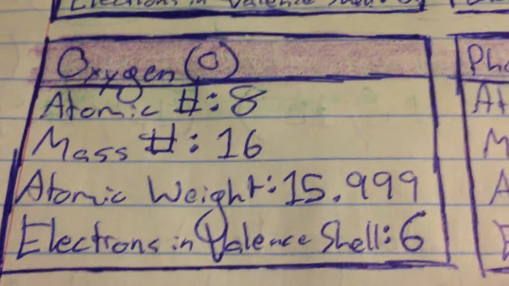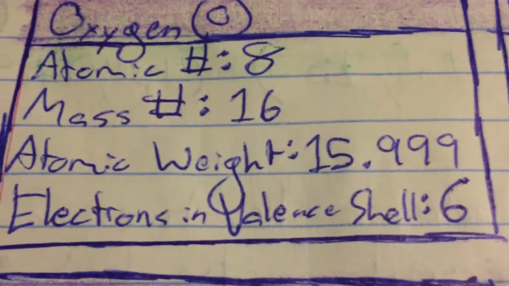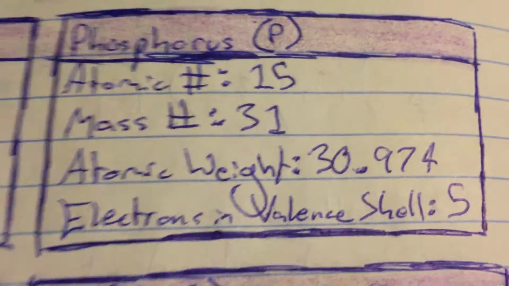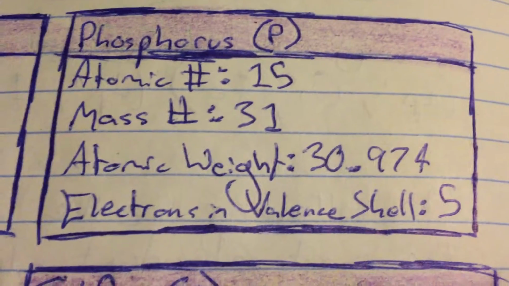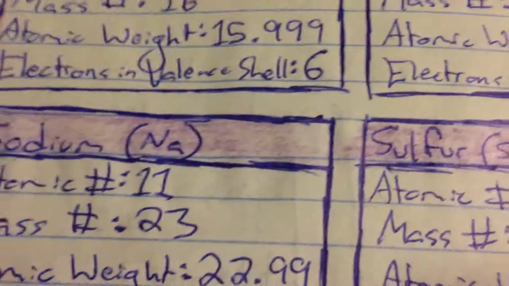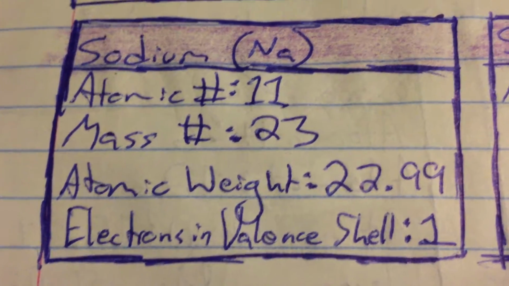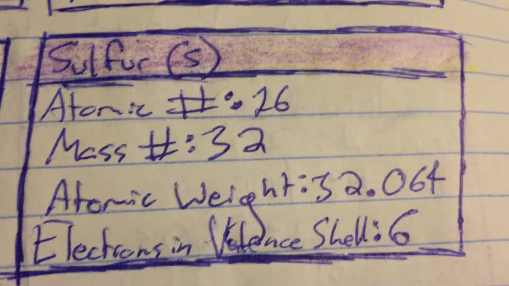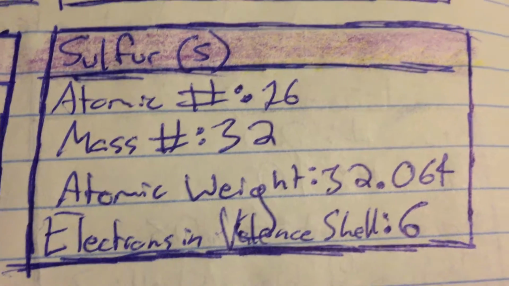Oxygen has an atomic number of 8, a mass number of 16, an atomic weight of 15.999, and 6 electrons in its valence shell. Phosphorus has an atomic number of 15, a mass number of 31, an atomic weight of 30.974, and 5 electrons in its valence shell. Sodium has an atomic number of 11, a mass number of 23, an atomic weight of 22.99, and 1 electron in its valence shell. Sulfur has an atomic number of 16, a mass number of 32, an atomic weight of 32.064, and 6 electrons in its valence shell.